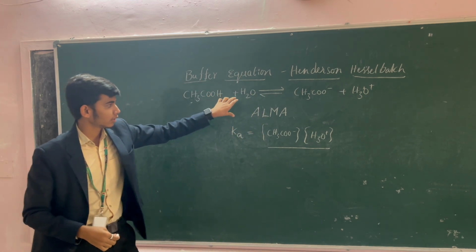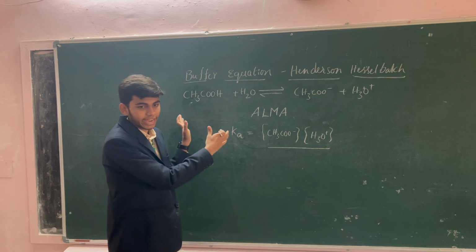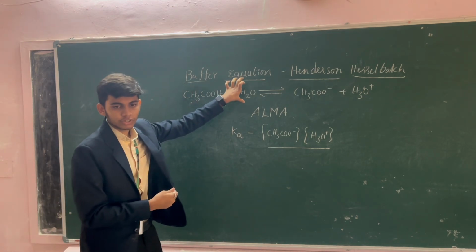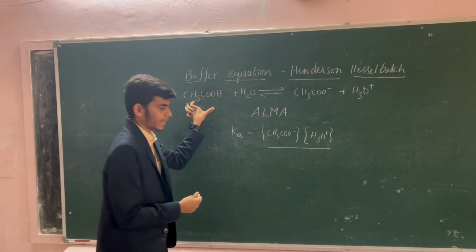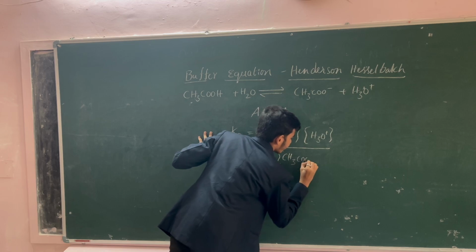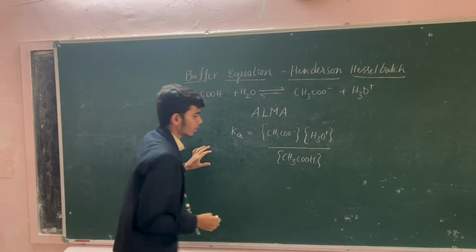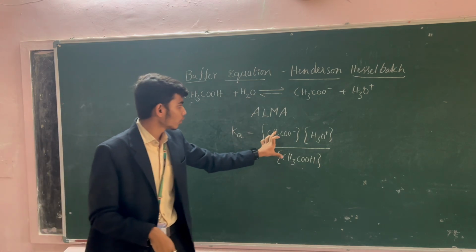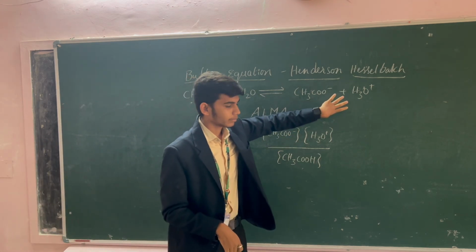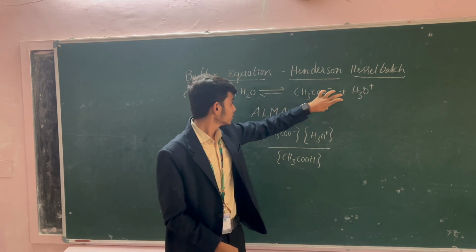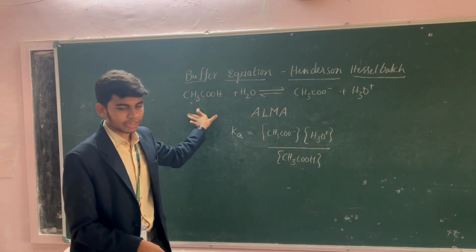And see here, the water is in very large quantity when we take the reaction, and its concentration change is very low. So that's why we are going to neglect water and take only acetic acid. Now see, this is the dissociation constant, the concentration of products divided by the concentration of reactants.